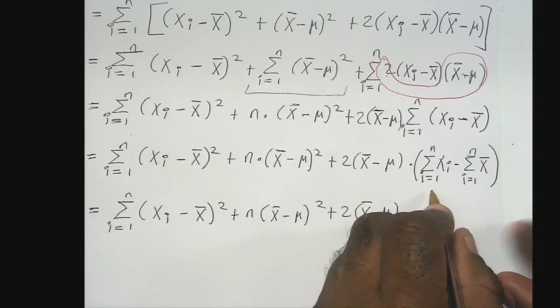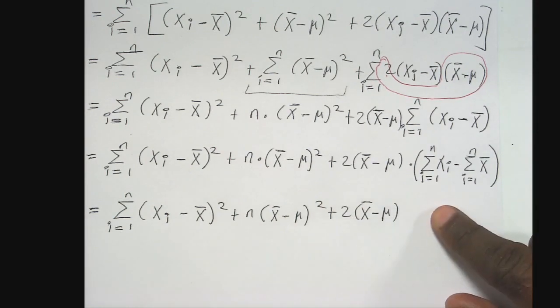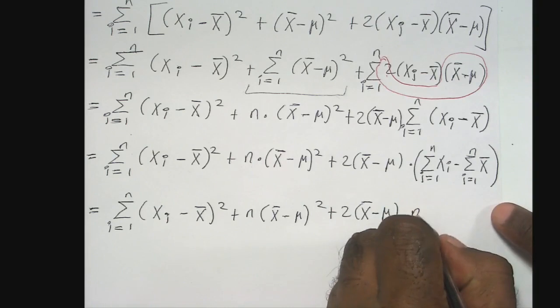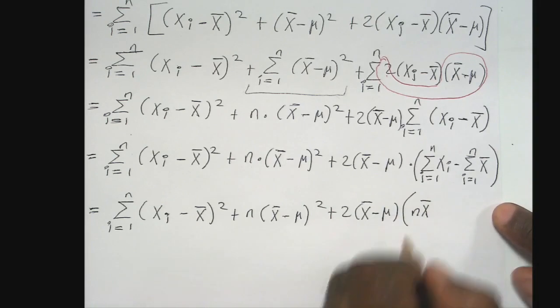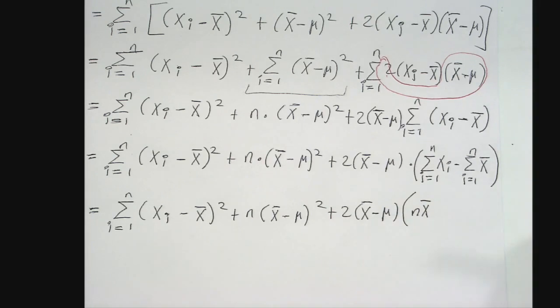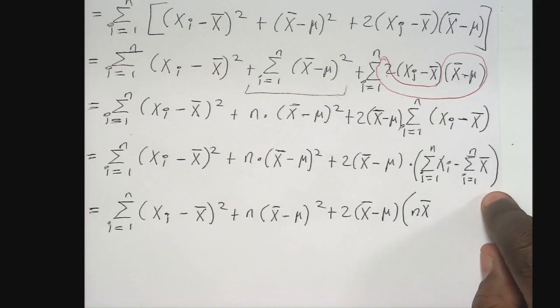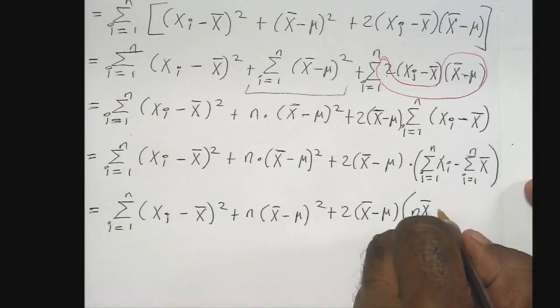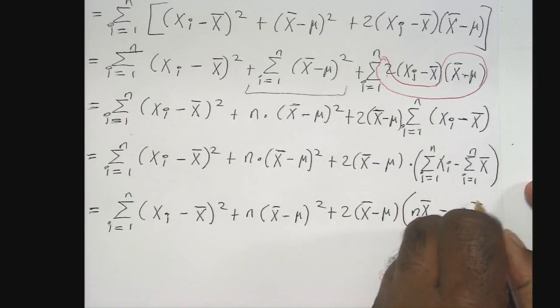Now, the sum of xi can be written as n times the sample mean. Now, the sum of x bar, i from 1 to n, for the same reason as you said, is also equal to n times x bar.